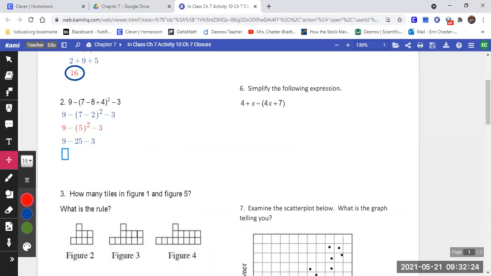So what do we do when they're not the same sign? What's our process when they're not the same sign? How do we deal with the numbers when they're not the same sign? Subtract and keep the sign on the bigger one. So what are we going to say the answer is? 25 take away 9, but what is its sign? Negative 16. So this says negative 16 and a negative 3.